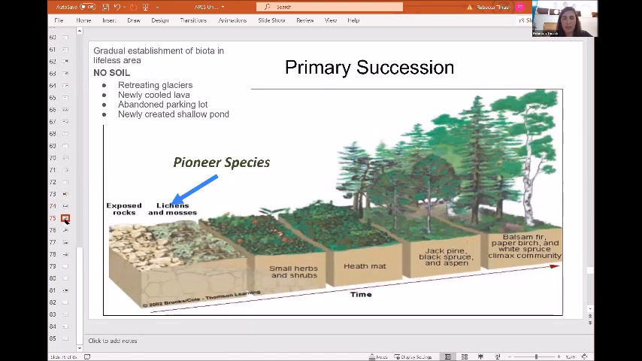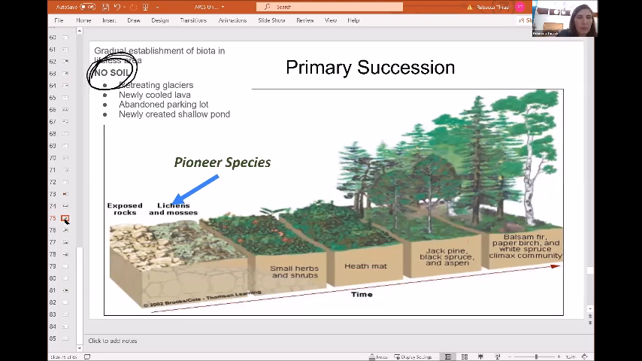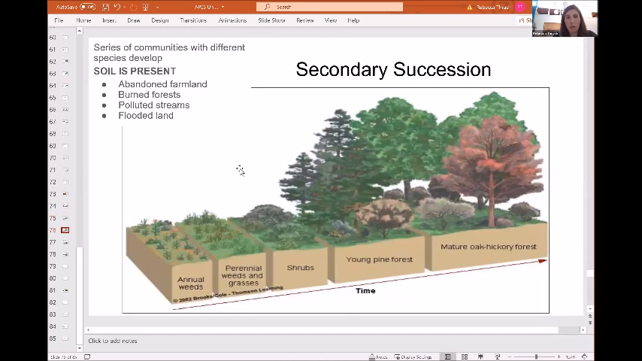characteristics of a climax community? But more importantly, you've got to be able to differentiate between primary succession and secondary. Biggest thing here: if you can remember that primary succession starts with no soil, awesome. Some examples that have been on the test before that they've said are primary succession: retreating glaciers, newly cooled lava, even an abandoned parking lot is considered the starting place for primary succession.